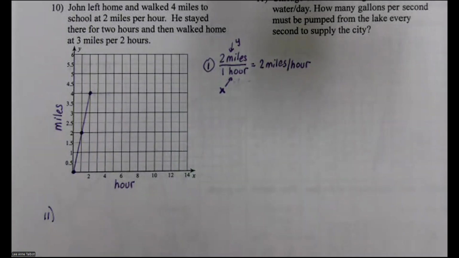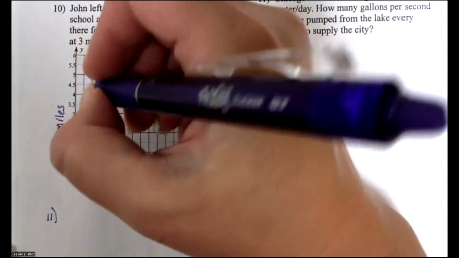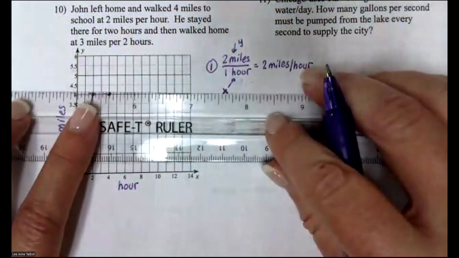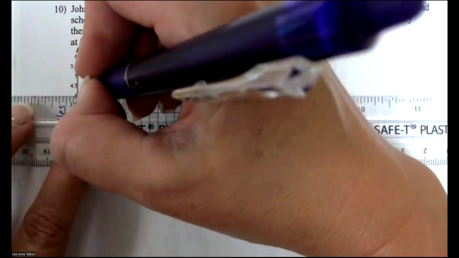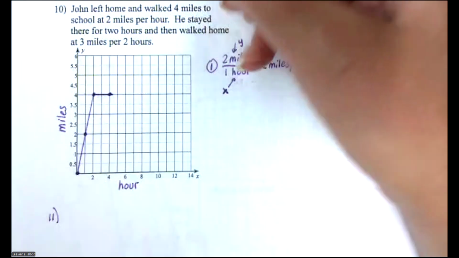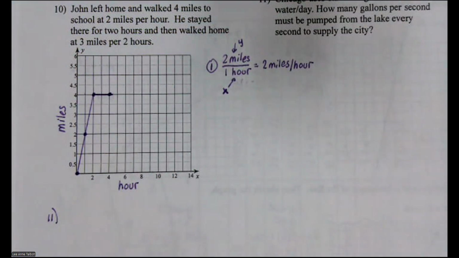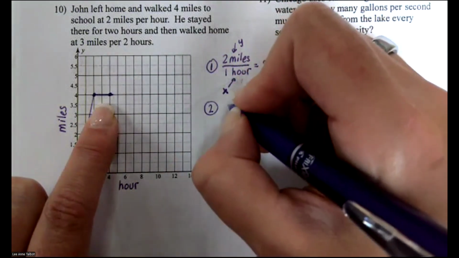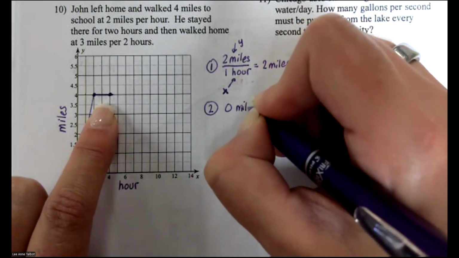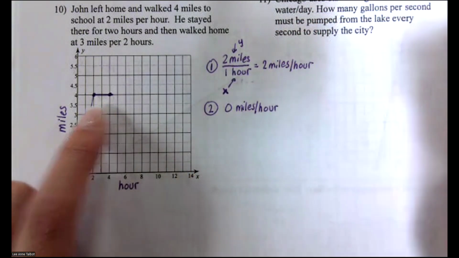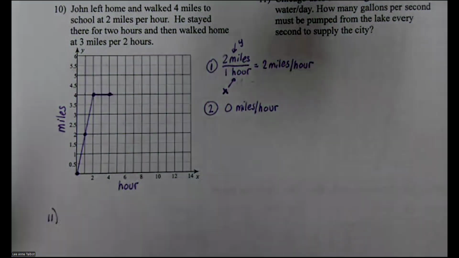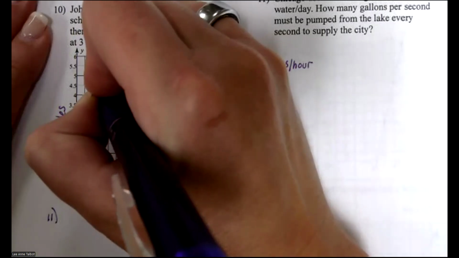Okay, he stayed there for 2 hours. Okay, so hour 3 to hour 4, he stayed there, which means this piece is flat. What is the slope if the piece is flat? Yeah. You can also think of it as 0 speed. So that's piece 2. If you want to label them, this is piece 1, this is piece 2.